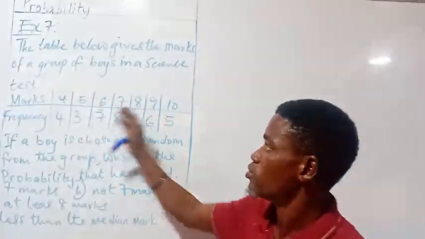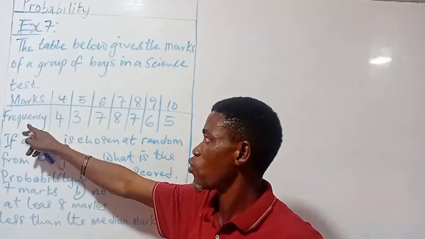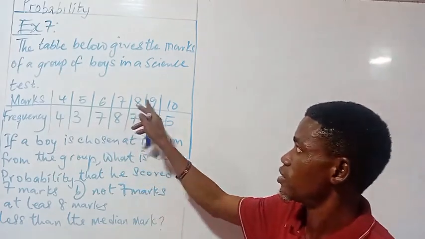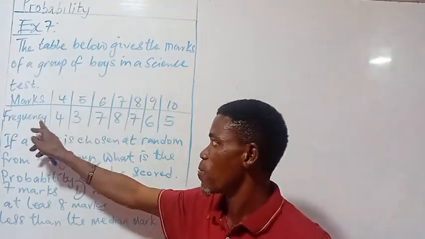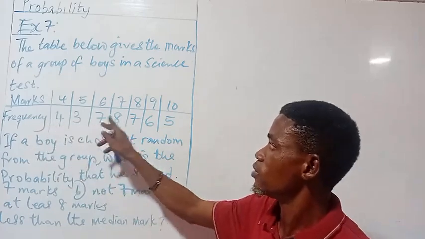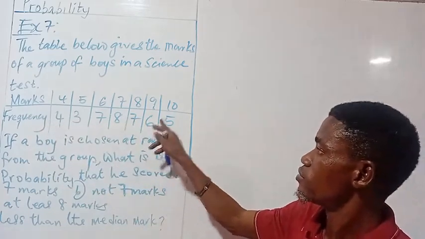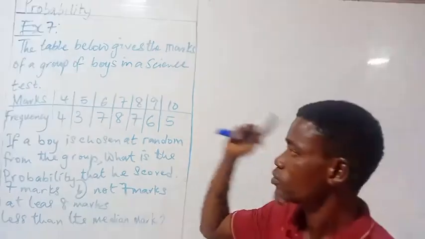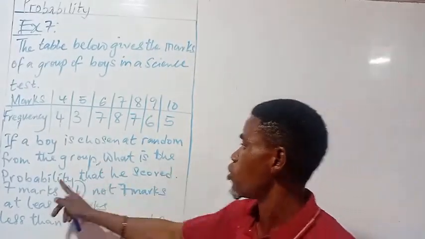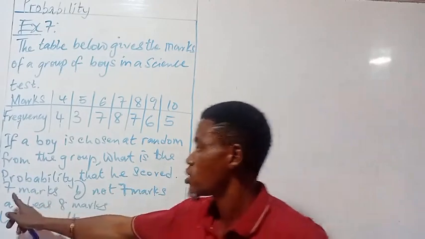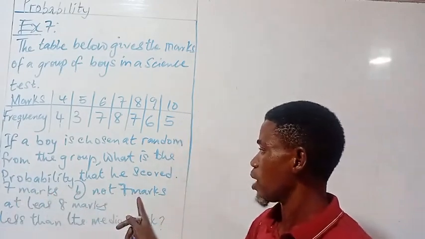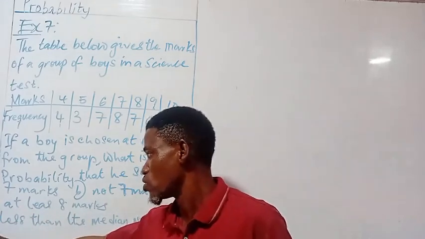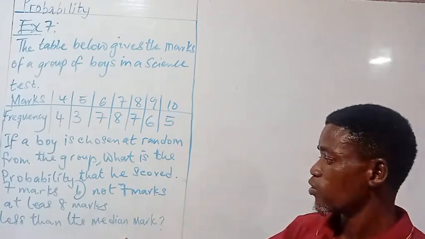Now, the table below gives the marks of a group of boys in a science test. So we have the table, the number of the marks, and the frequency. We have marks 4, 5, 6, 7, 8, 9, 10. Then the frequency, we have 4, 3, 7, 8, 7, 6, 5. Now, if a boy is chosen at random from the group, what is the probability that he scored 7 marks, not 7 marks, at least 8 marks? Then the last question is less than the median mark.